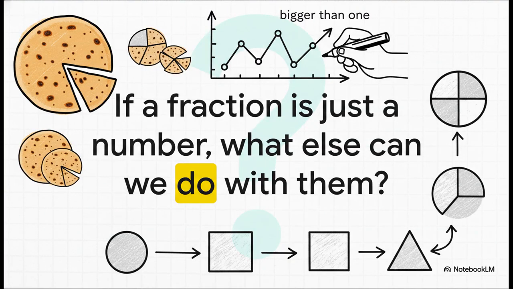So think about that journey. We went from the simple idea of sharing a roti all the way to seeing that fractions are just numbers that can be bigger than 1 with their own place on the number line. Which leads me to a final question for you. If a fraction is just another type of number, what else can we do with them?